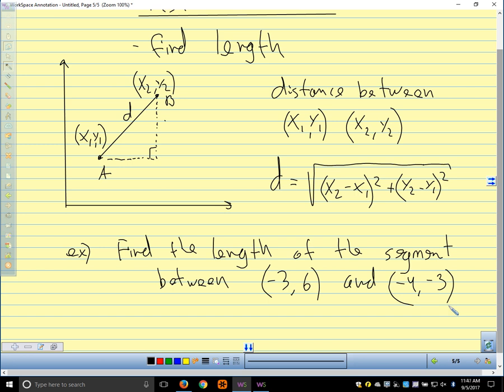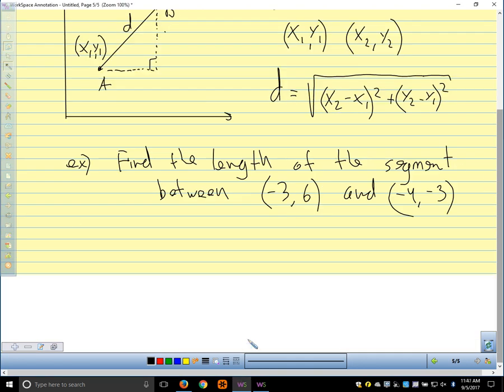They might give you the points. The problem might give you the points. They might have the segment graphed. You might have a graph, and you need to look at the graph to figure out the coordinates of the endpoints. So I'm going to suggest you do the same thing with this. Label your points, x1, y1, x2, y2. Doesn't matter which ones we call 1s and 2s, but the 1s and 2s have to stay together. You can't mix the 1s and 2s.